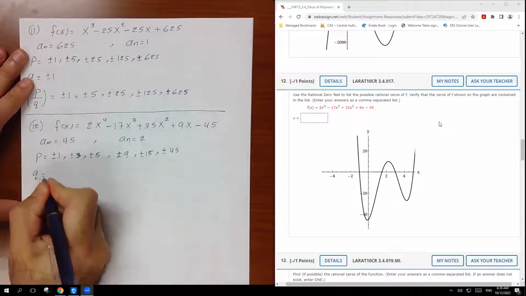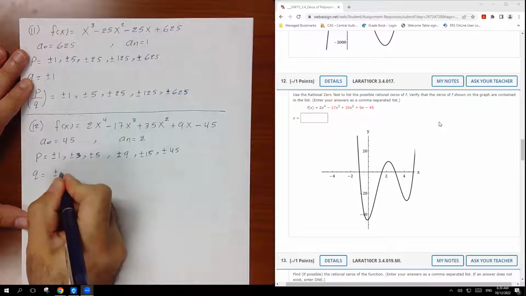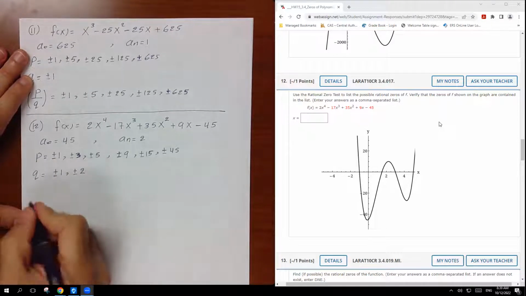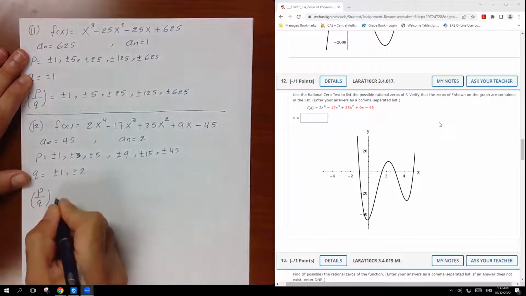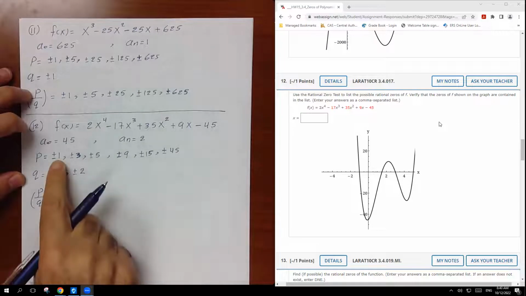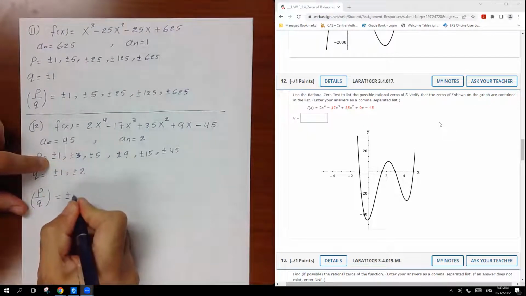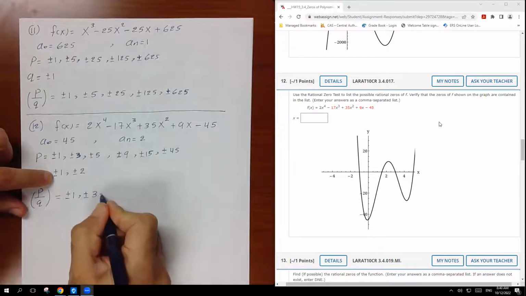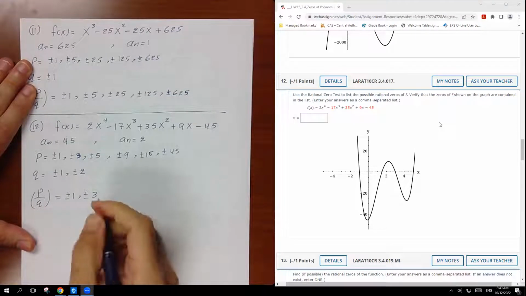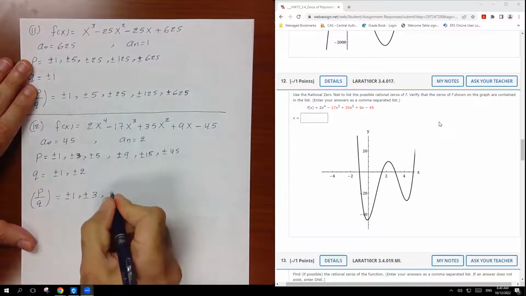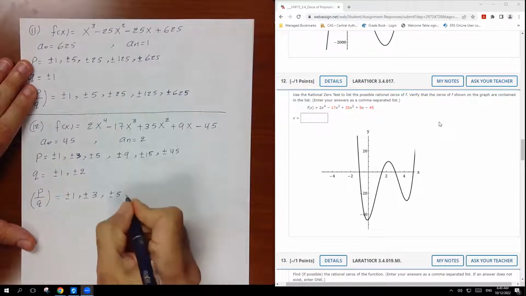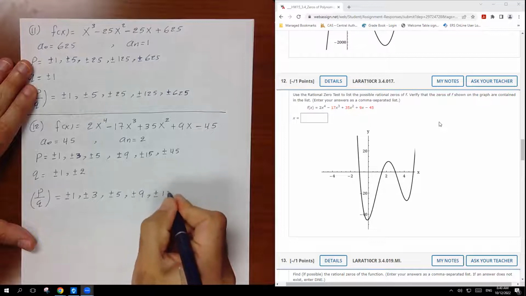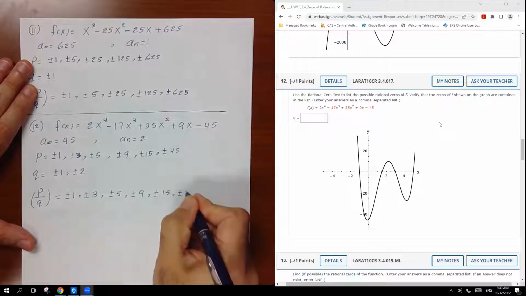Now we need to find the factors for Q, which only has 2. So plus or minus 1 and plus or minus 2. These are the factors for P and Q. To find P over Q, which is all possible zeros, this one divided by this one is going to be plus or minus 1. Then 3 divided by 1 is going to be plus or minus 3. And keep going. Because all these we're going to divide by 1, plus or minus 5 divided by 1 is going to be 5. Plus or minus 9 divided by 1 is going to be plus or minus 9. 15 divided by 1 is going to be plus or minus 15. And 45 divided by 1 is going to be plus or minus 45.